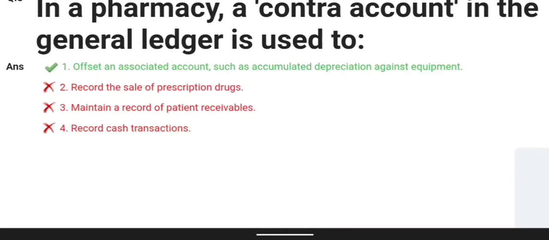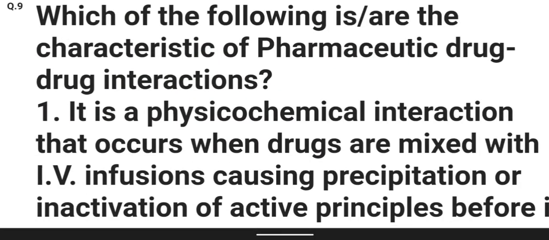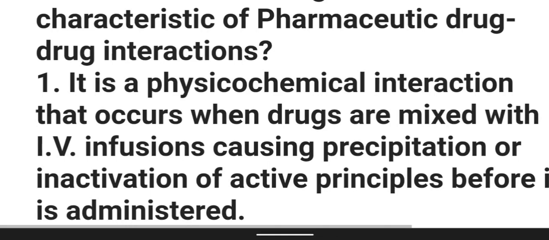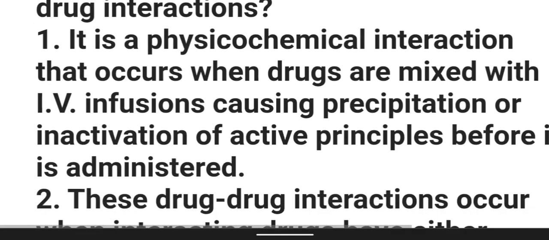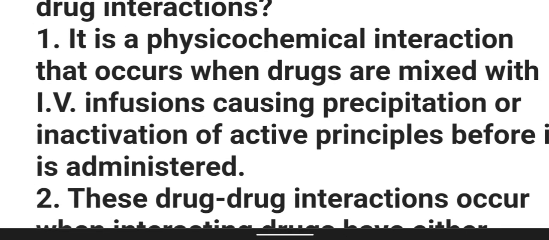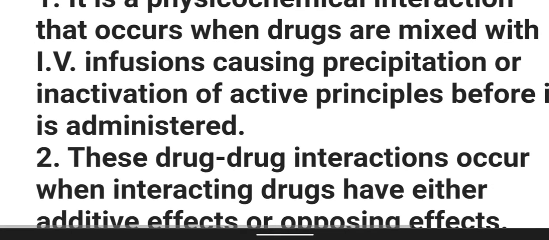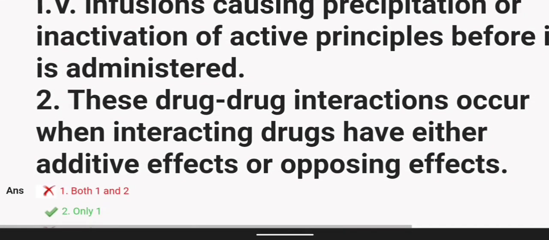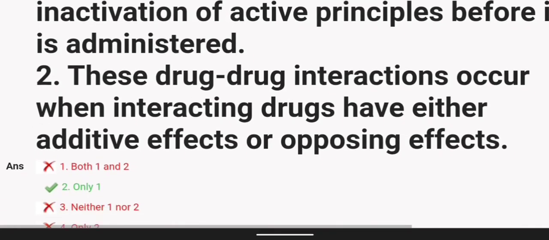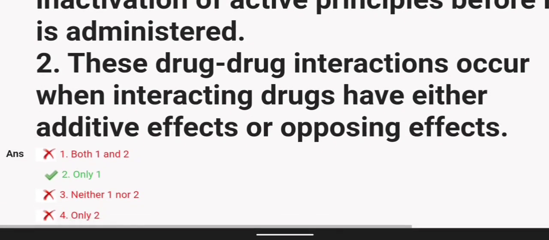In pharmacy, a contra account in the general ledger is used to offset associated accounts, such as accumulated depreciation against equipment. Characteristics of pharmaceutical drug interactions: it is a physicochemical interaction that occurs when drugs are mixed in IV infusion, causing precipitation or inactivation of active principles before it is administered. That is the answer, option one.